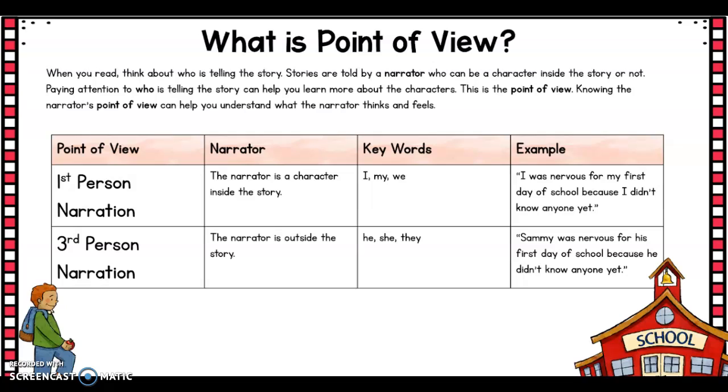Third person narrator, third person point of view is a person outside of the story. So think about if you're looking at something happening and you start telling another person about it. You weren't involved in that situation, but you're telling your friend about it. So you are the third person narrator. The pronouns that we would hear are he, she, them, they, or the names of the other people. For example, Sammy was nervous for his first day of school because he didn't know anyone yet.